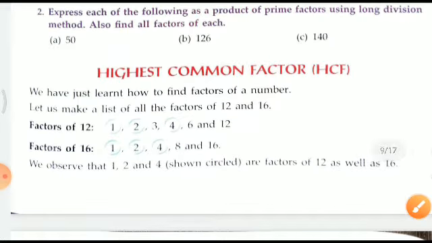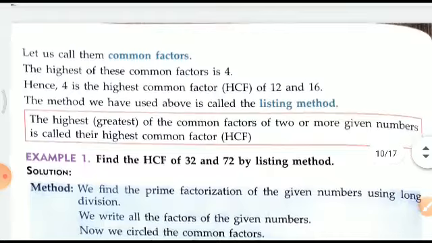Next we move to HCF, highest common factor. Among the common factors, the number which is highest is called the highest common factor, right? See, of 12 the factors are 1 2 3 4 6, of 16 they are 1 2 4 and 8. Firstly we find the common factors, which are 1 2 4, and out of them the highest is 4, so 4 will be the HCF, right? 4 will be the highest common factor.